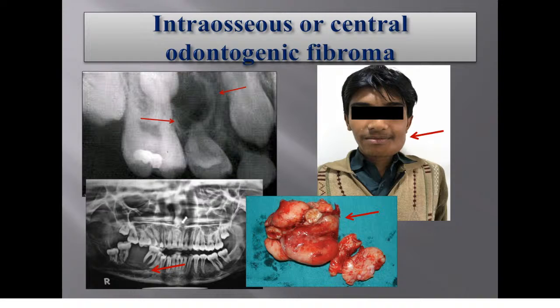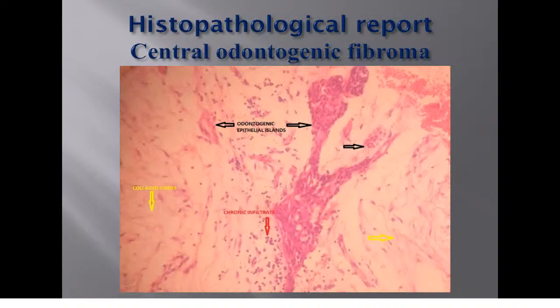microscopic view. Histologically, the most consistent feature is a tumor composed predominantly of mature collagen fibers with numerous interspersed fibroblasts. The presence of small nests and or strands of inactive odontogenic epithelium is a very reliable feature. And here you can see the histopathological report of central odontogenic fibroma, and we can see mature collagen fibers and odontogenic epithelium.